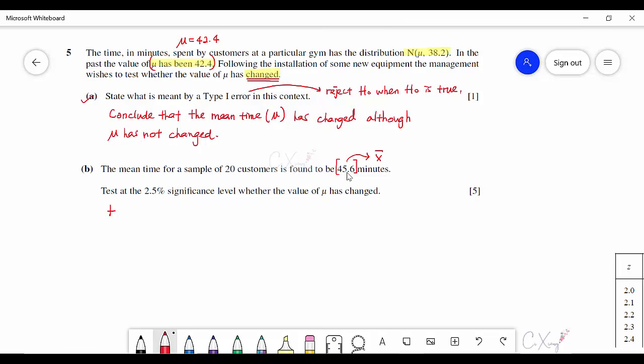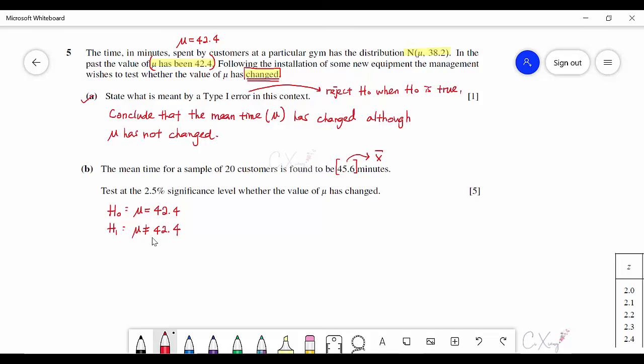All right, so first you need to write out the null and alternative hypothesis. The null hypothesis should be mu equals to 42.4 and the alternative is mu not equals to 42.4, because of the keyword change in the question just now. You can see the keyword here. They didn't mention any direction for the change, so it should belong to both directions, which is not equals to.